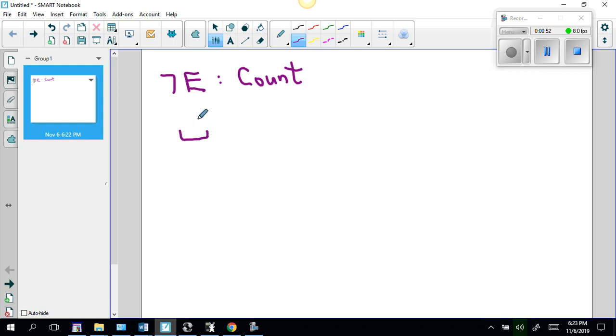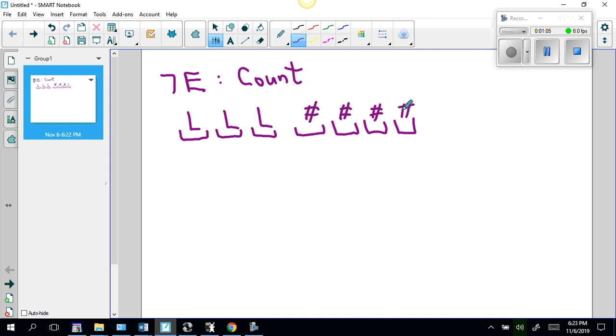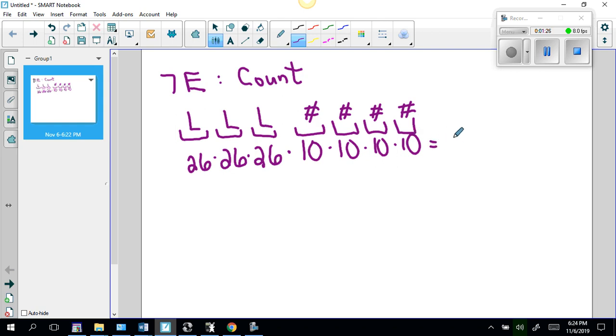Like letter, letter, letter, and then number, number, number, number, with no restriction on our letters and numbers. Well, there's 26 letters, and the next choice, 26 letters, and the next choice, and 10 digits, and 10 digits, and 10 digits, and 10 digits. So the total number of license plates is 26 cubed times 10 to the fourth.